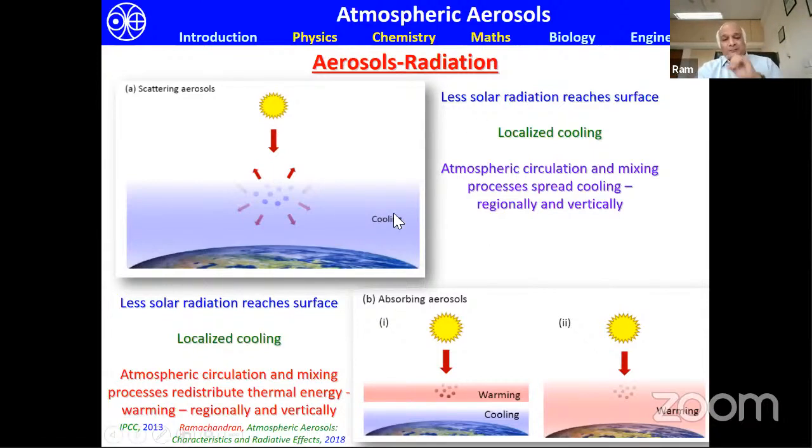But later, the sulfate or the scattering aerosols will contribute to localized cooling as well as a cooling that spreads across the region and as a function of the altitude. While in the case of absorbing aerosols, initially there will be a gradient because it is cooling at the surface and warming at the higher altitude, but this will homogenize because of mixing, both in terms of vertical and horizontal scale, and then will actually contribute to warming.